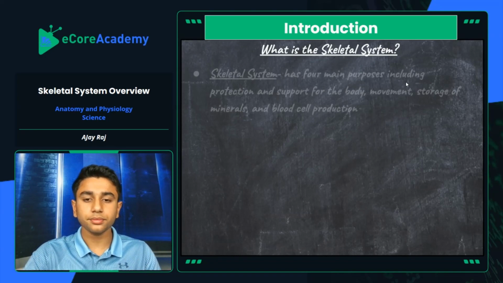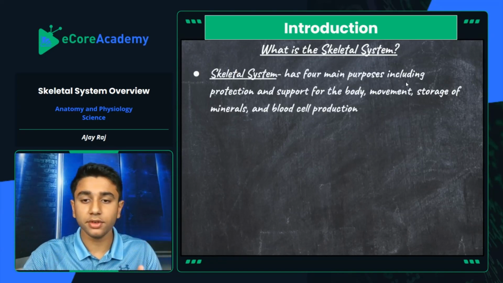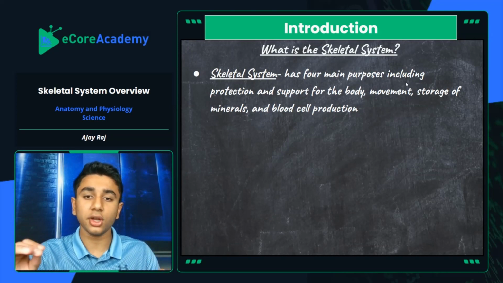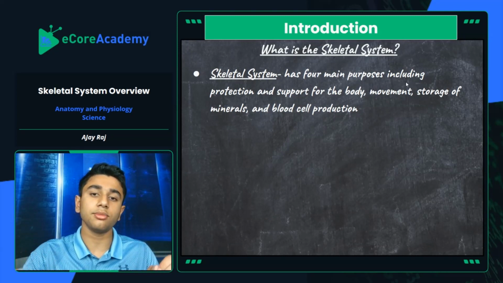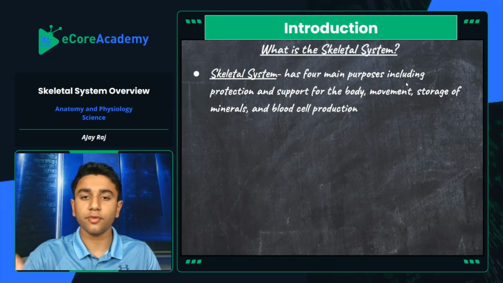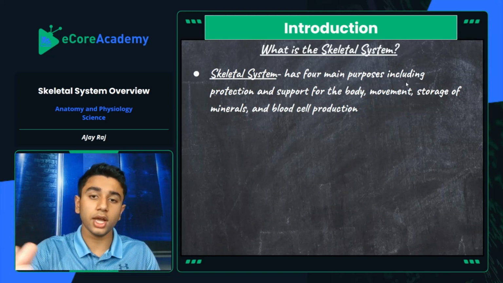Simple enough. So the skeletal system, by definition, has 4 main purposes to provide for the body, and that includes protection and support for the body. It also provides movement for the body. All of the body's movement is generated by the skeletal system when it comes to exterior motion. It also stores minerals, and it's responsible for blood cell production, utilizing its bone marrow.